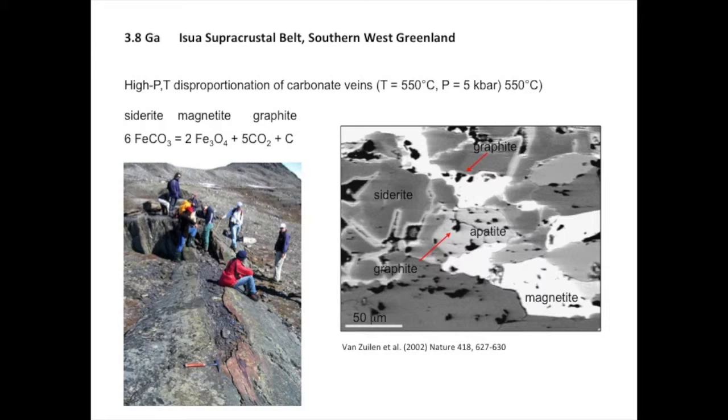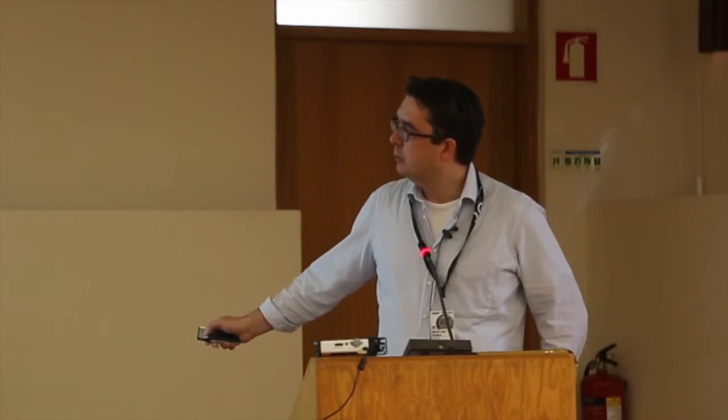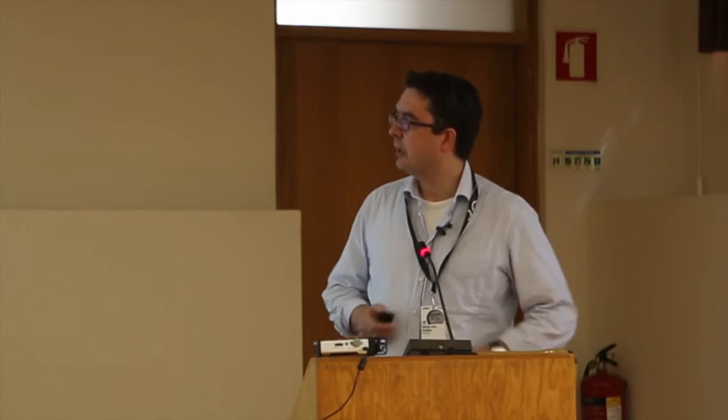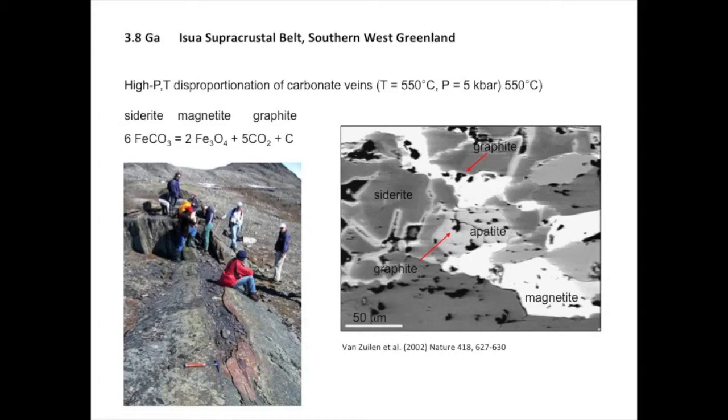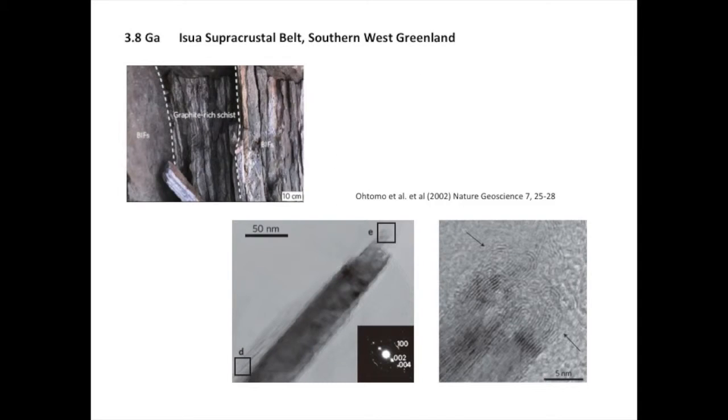Siderite is an iron carbonate, and when you bring siderite up to about 550 degrees Celsius and 5 kilobar, you get this reaction here. You get a siderite disproportionation reaction, and it actually turns into magnetite and graphite. People have done this in the lab. So this petrographic association here suggests a completely secondary metamorphic process.